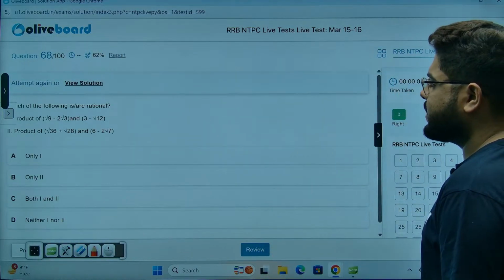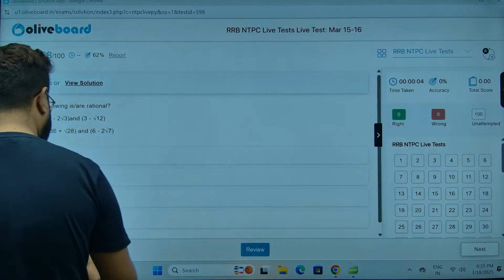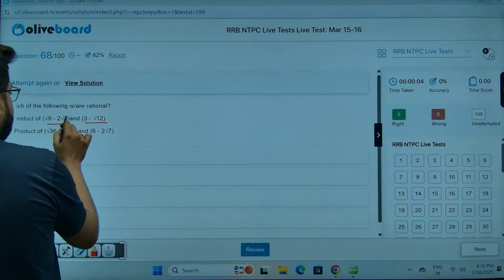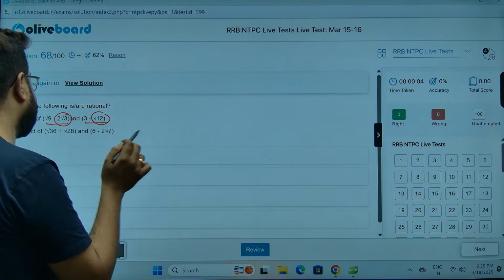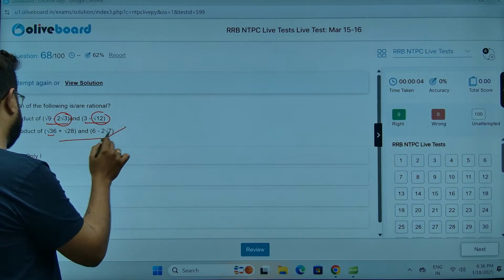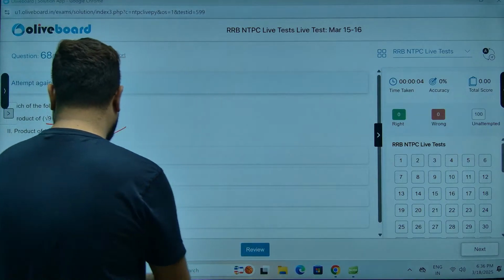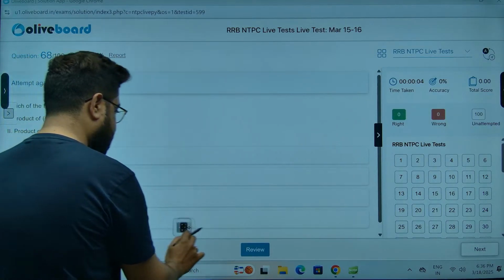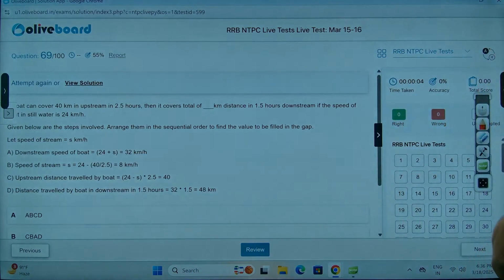So next one, sir. The product of this, they're asking which one is rational. Sir, this one is not rational because it's whole square. 2 root 3 and root 12 is same, sir, and this is same. Whole square. It doesn't make sense. 6, 2 root 7. Yes, sir. This is rational, sir. Only 2, sir. Single-liner question, sir. Right, sir?